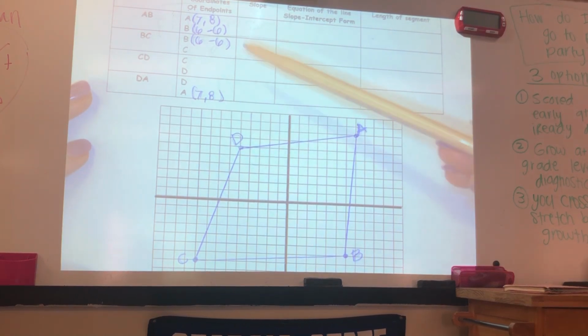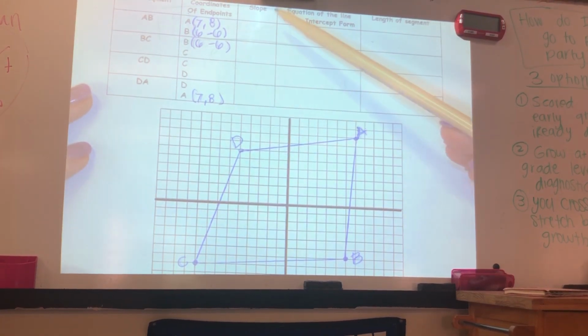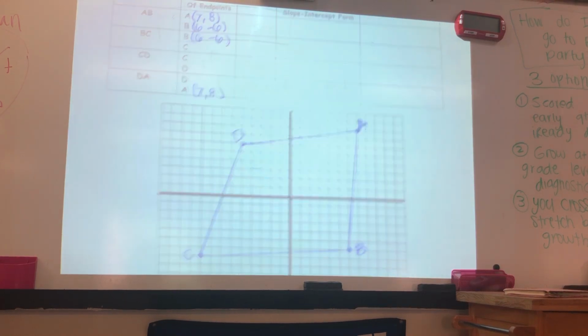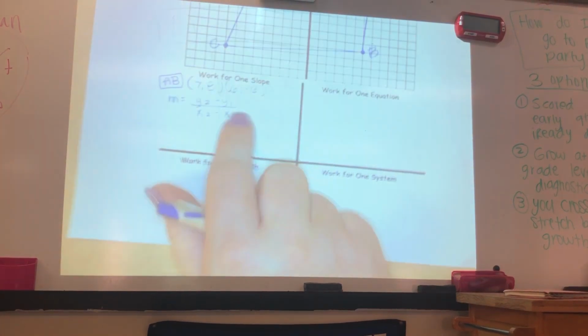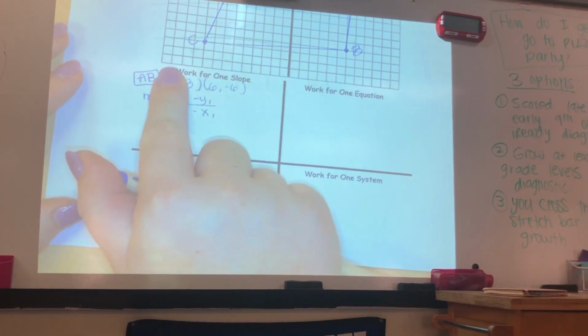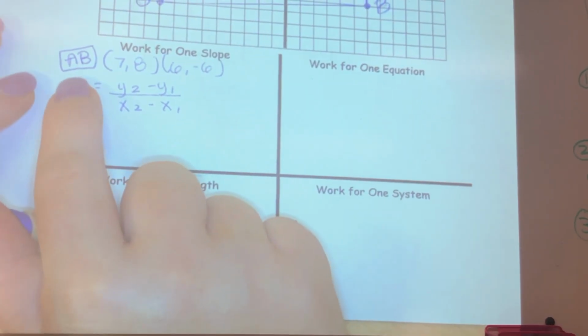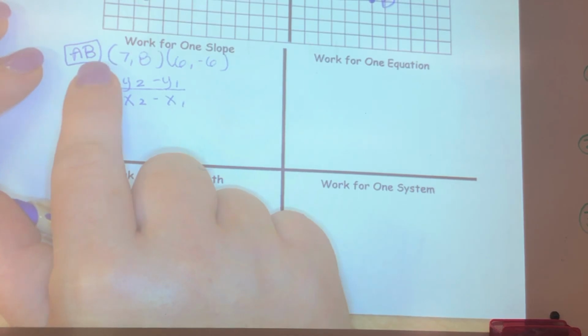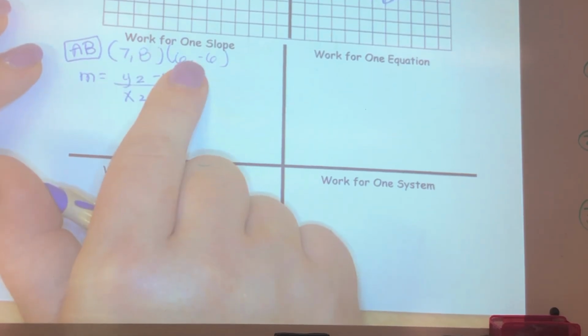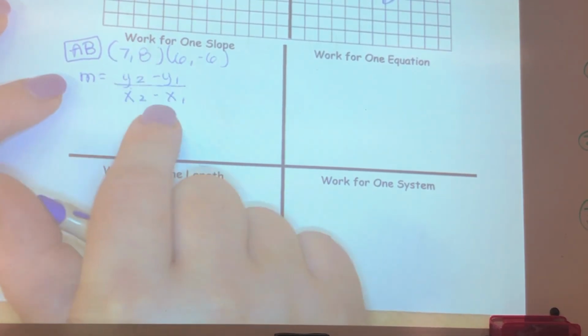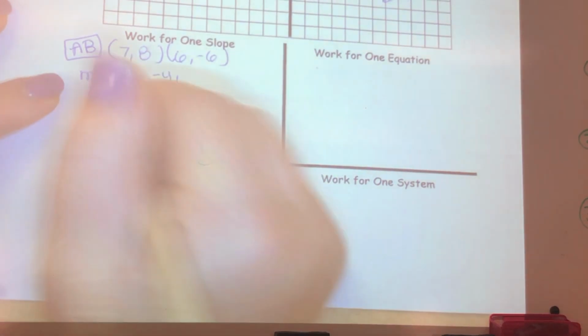Once you have all of your ordered pairs filled in, now we're going to find the slope. If you notice down here at the bottom, you have some area to do your work. If you need a separate sheet of paper, you can do that as well. I'm going to show you the slope just for A and B. This was my point for A and B. You have this formula that tells you how to find the slope, so I'm going to use it.